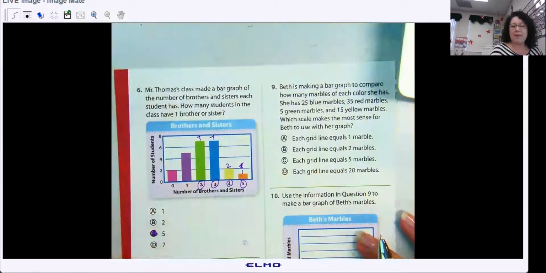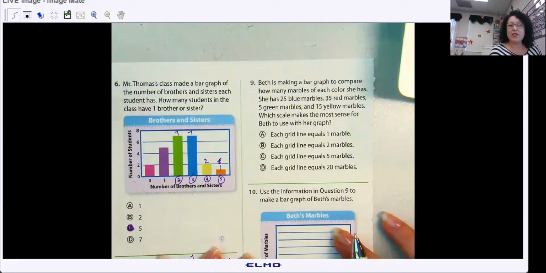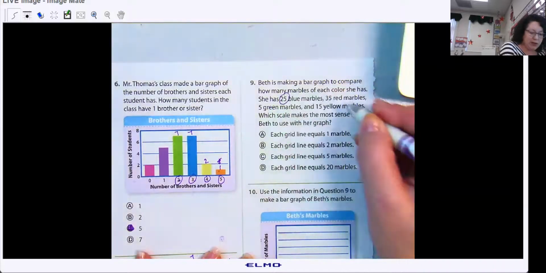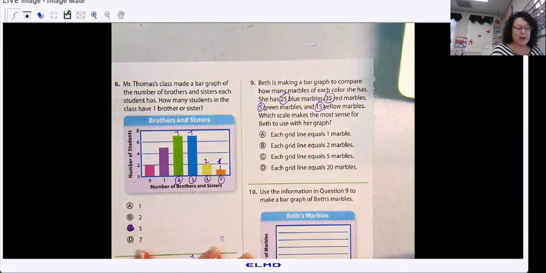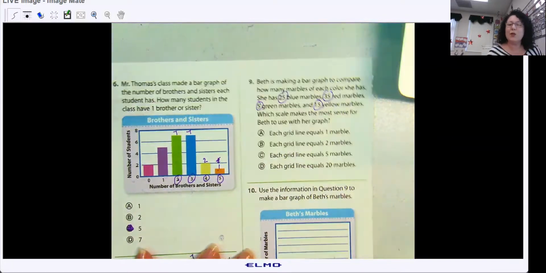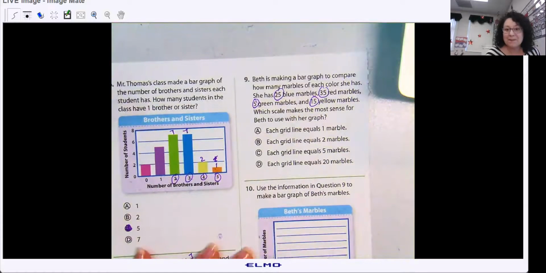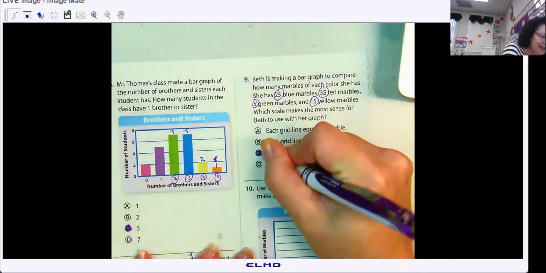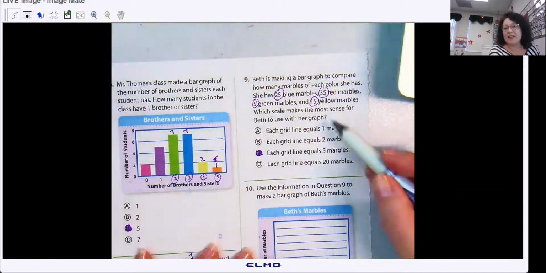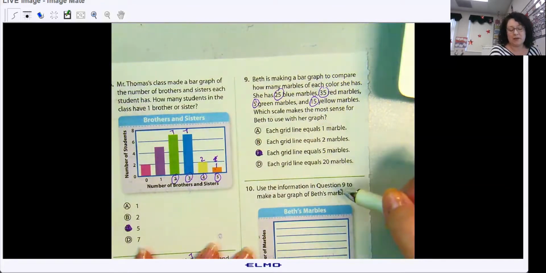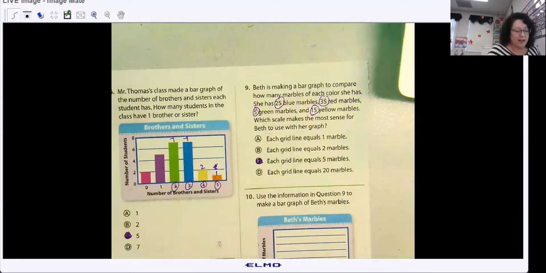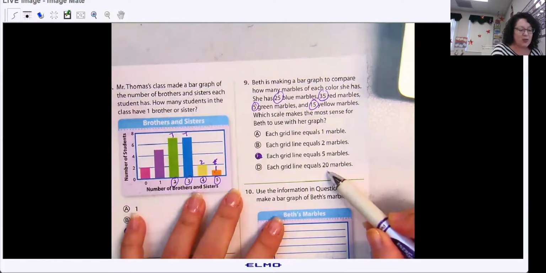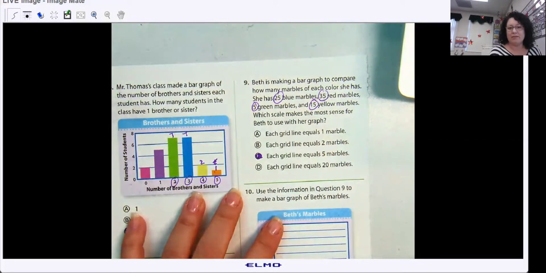Beth is making a bar graph to compare how many marbles of each color she has. She has 25 blue, 35 red, 5 green, and 15 yellow. Which scale makes the most sense? Look at what they all end in. Yes, I would say let's go with 5s. They all end in a 5. 1 would take forever because there's 35. 2 is an even number, so you could do it, but you'd have to cut things in half. And 20 is way too big because we have a 5 little guy there.